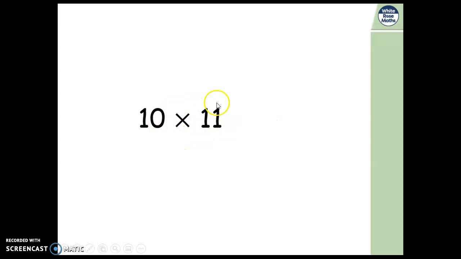10 times 11. We don't know our 11 times table, but if we swap these two round, we would get 11 times 10: 10, 20, 30, 40, 50, 60, 70, 80, 90, 100, which is 10 times 10, add another 10, 110.